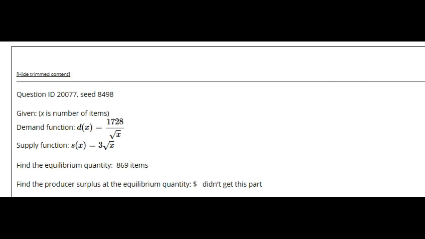So we're looking at a particular question. We're given x is a number of items. We're given the demand function, D of x equals 1728 divided by the square root of x. The supply function is S of x equals 3 times the square root of x. So we're going to find the equilibrium quantity and the producer surplus at the equilibrium quantity in dollars. Okay, so we're looking for these two here.